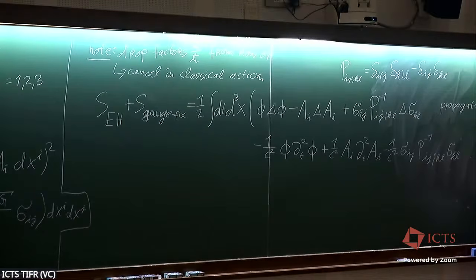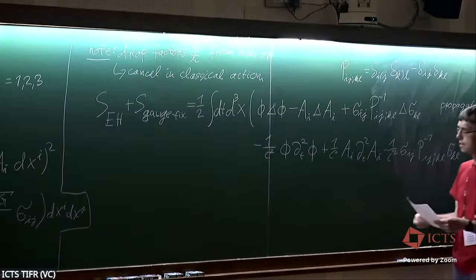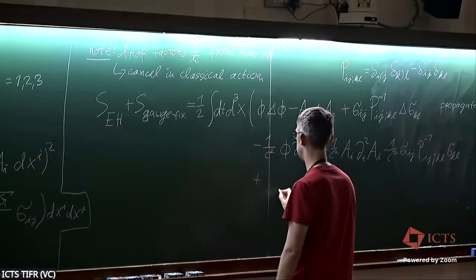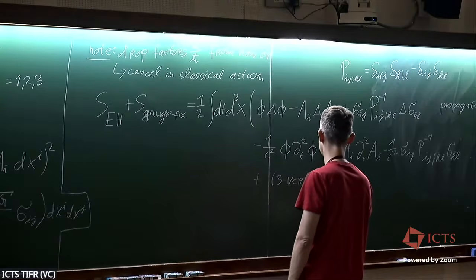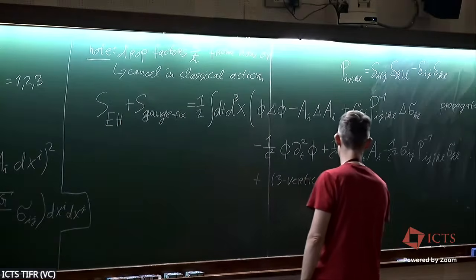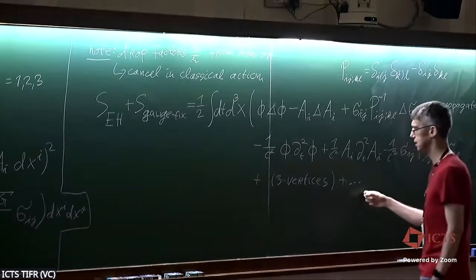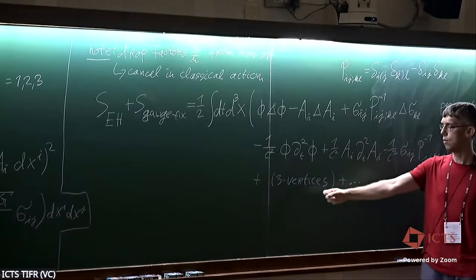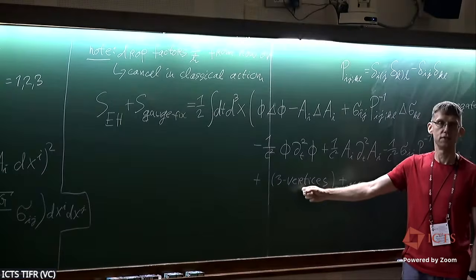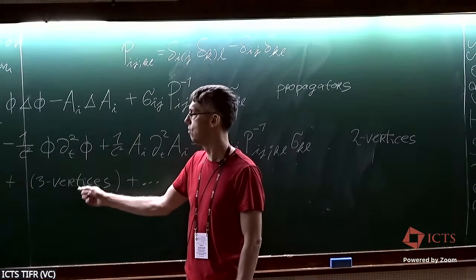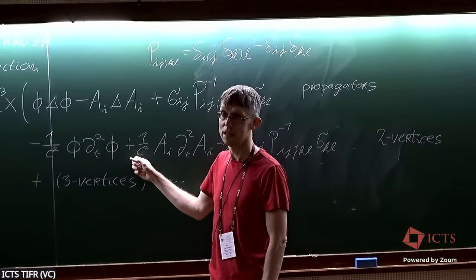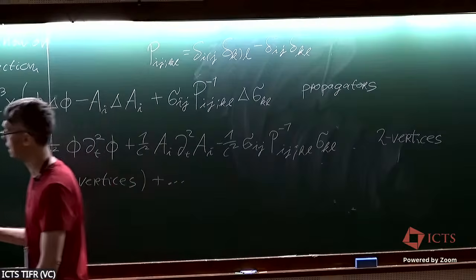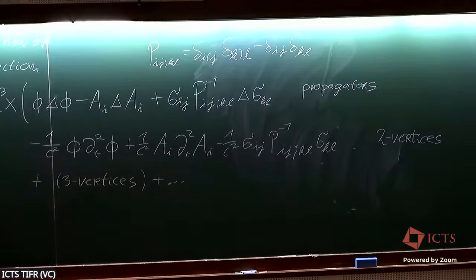So those are two vertices. And then basically there would come three vertices and higher ones. Now, actually, what happens here is if you work out the vertices, you will find that they will all be higher order in 1 over c squared, fortunately. So that's also kind of thanks to this decomposition.